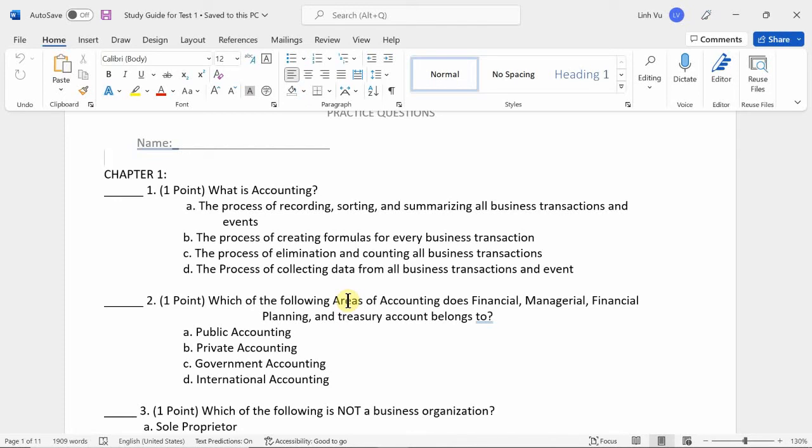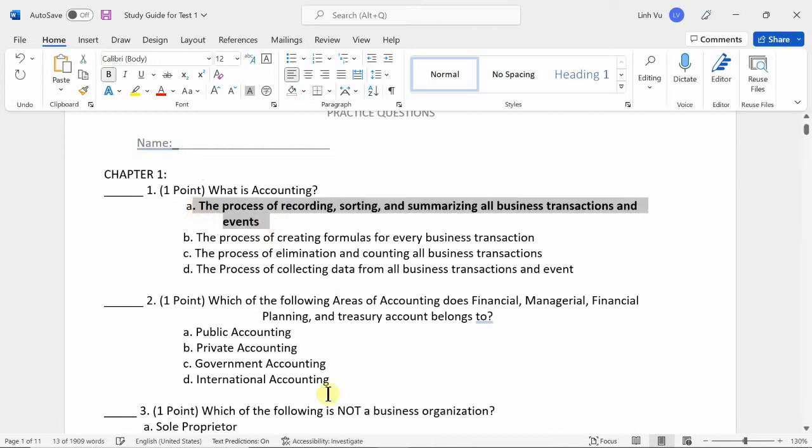Okay, what is accounting? A. It is a process of recording and sorting and summarizing all business transactions and events. Good. That is letter A. It's definitely not B, the process of creating formulas, or C, the process of elimination. And letter D, once again, is only a partial portion.